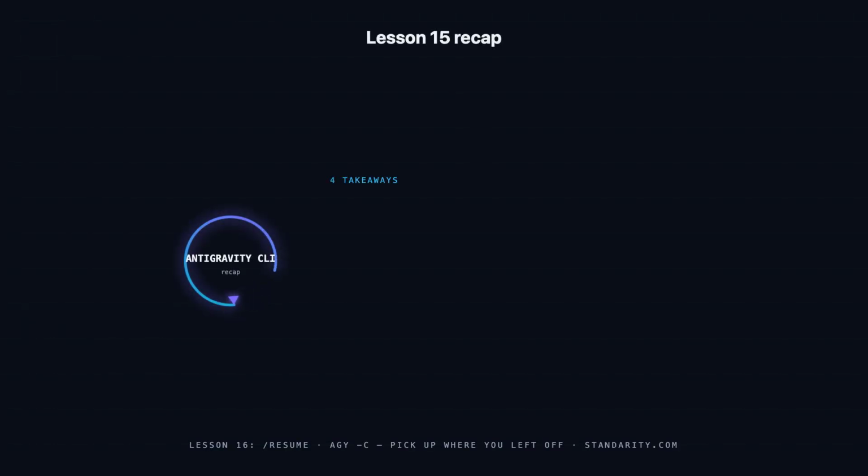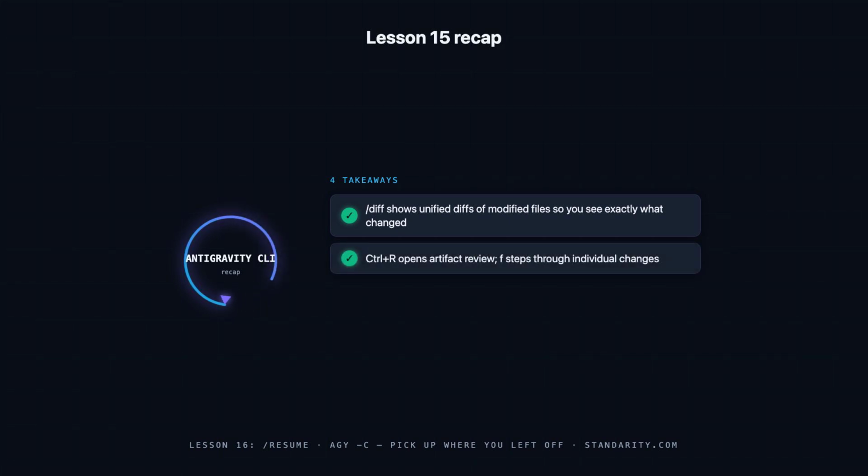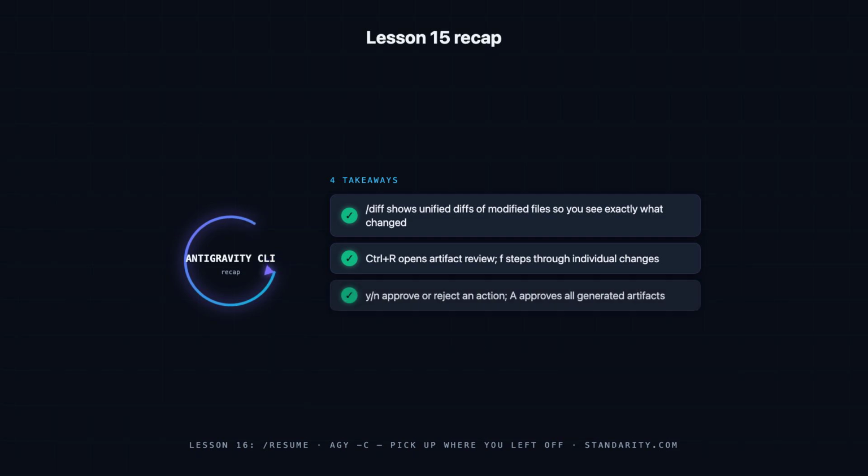Here's what to keep from this lesson. The diff command shows unified diffs of modified files so you see exactly what changed. Ctrl+R opens the artifact review panel, and the F key steps through individual changes. In review, Y and N approve or reject an action, while A approves all generated artifacts at once.